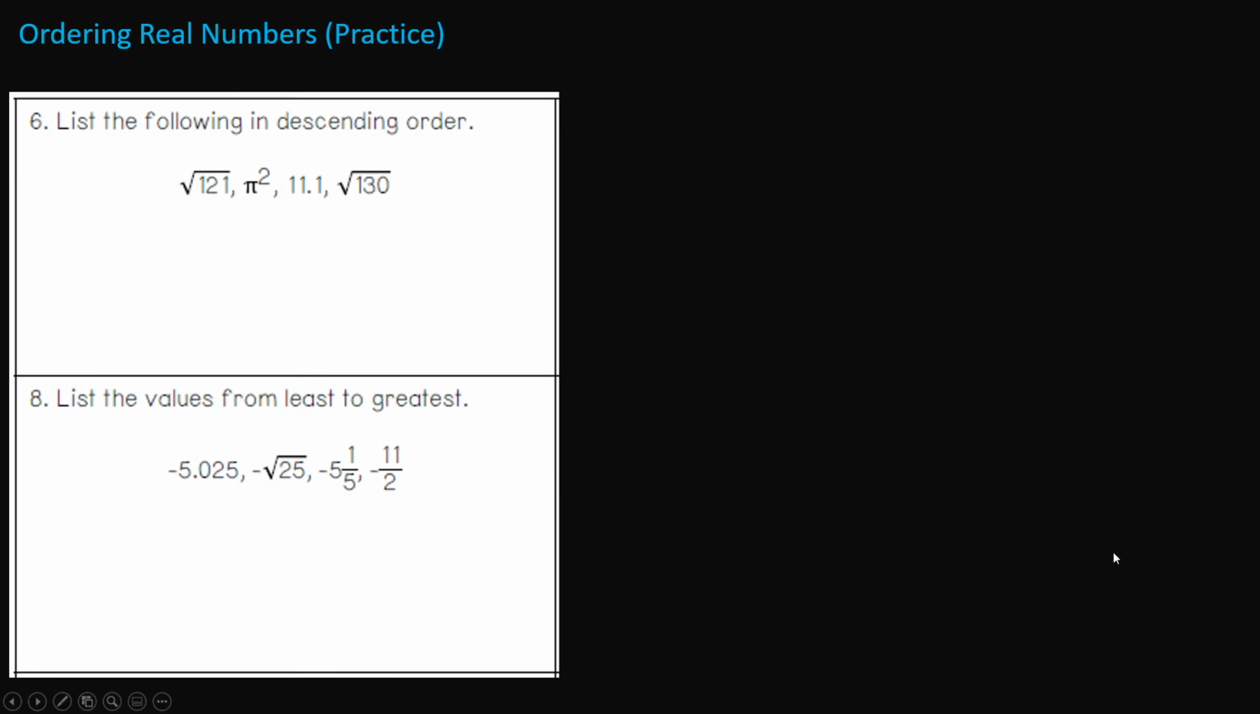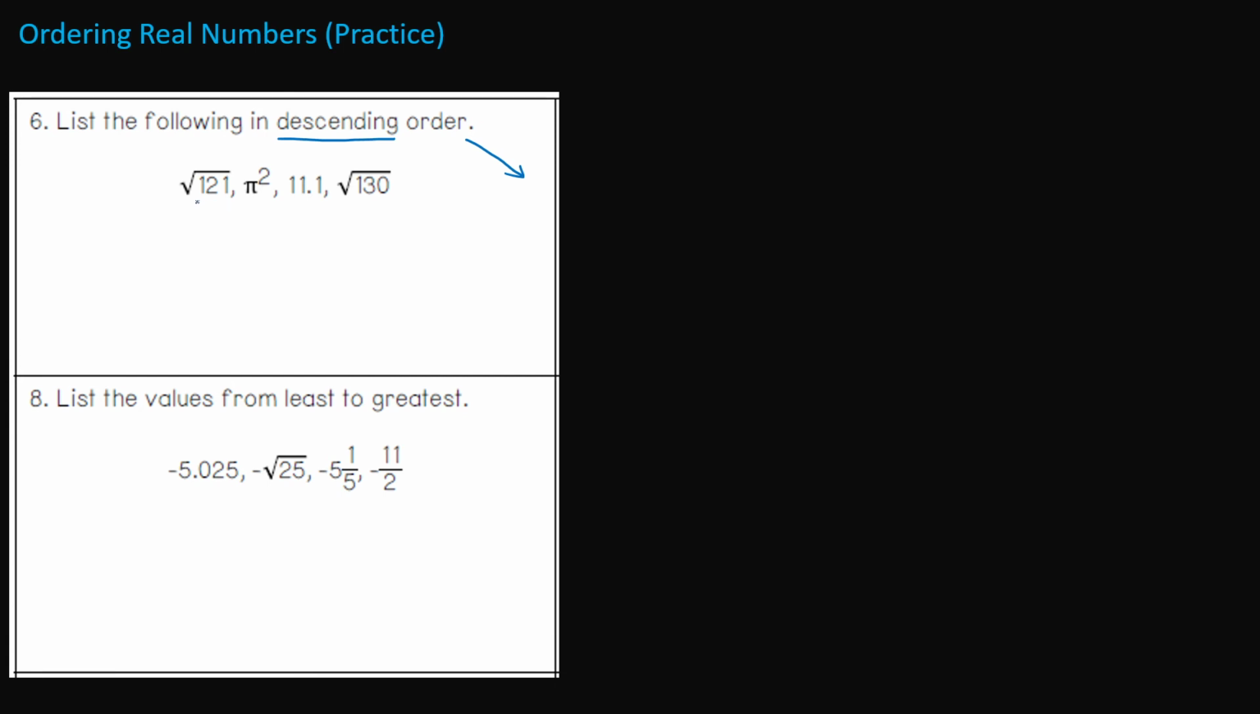All right, now let's practice ordering real numbers. So number 6 says list the following in descending order. Descending means from greatest to least. We're starting at the top and working our way down. So what I want to do is write all of these values as decimals. That's what I usually lean to. You could convert them all to fractions, but that seems like it would be a little bit more difficult for us.